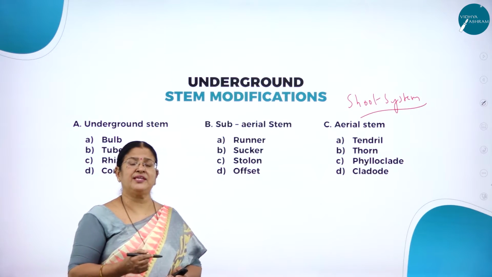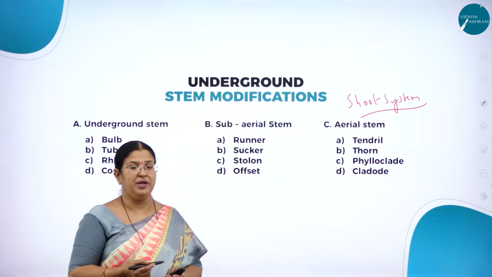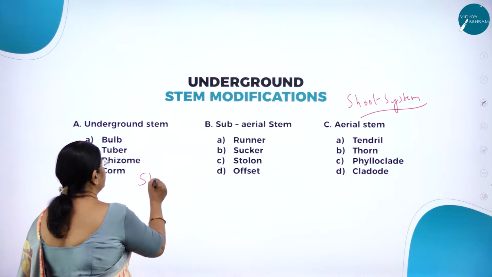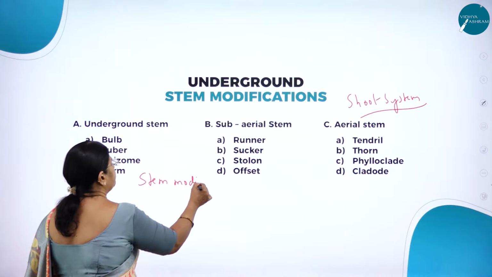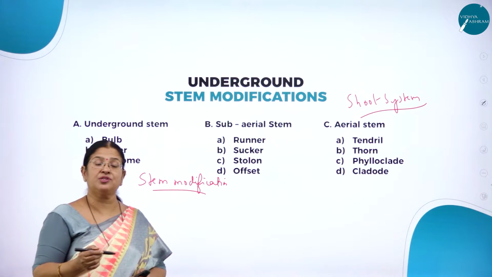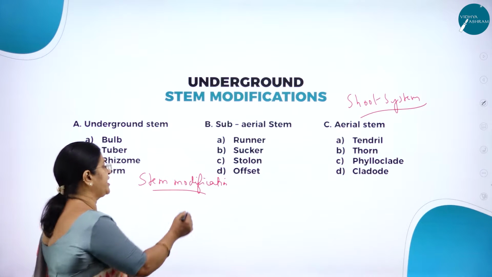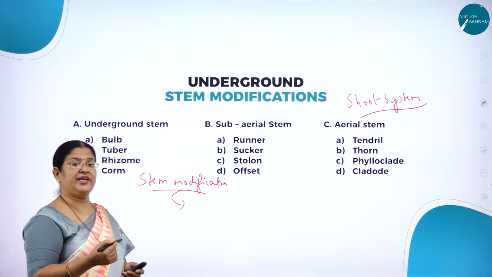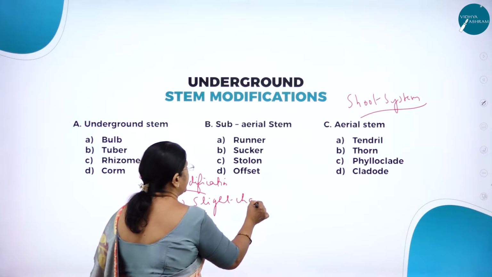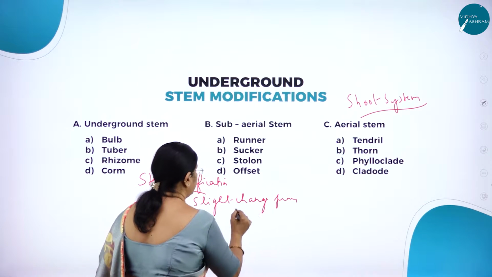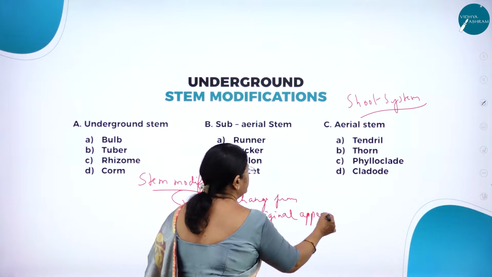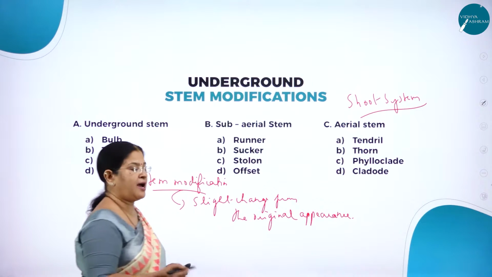So as we know, these are the normal functions of a stem, but sometimes the stem gets itself modified, and that we call stem modification. Just like the root also undergoes modification. What is modification then? Let me brief up once again. What is modification? A slight change from the original appearance.